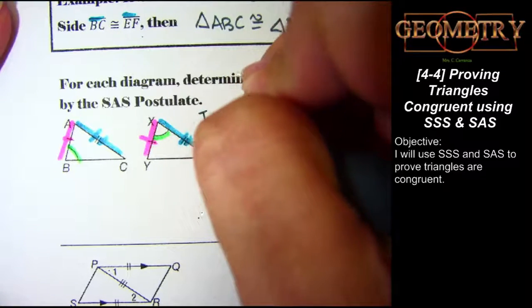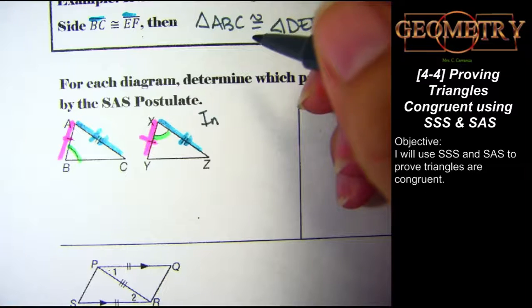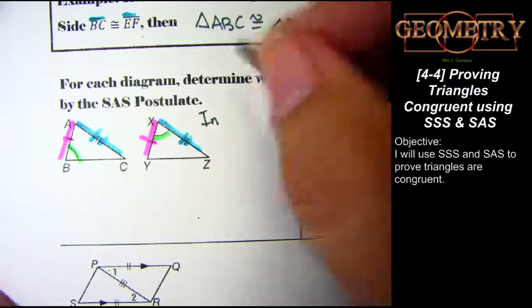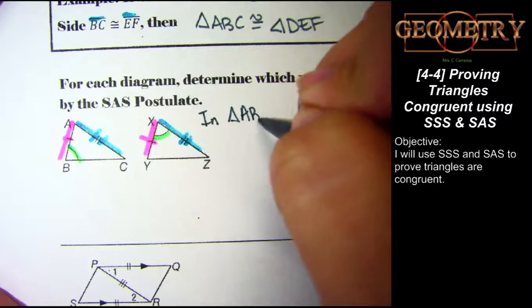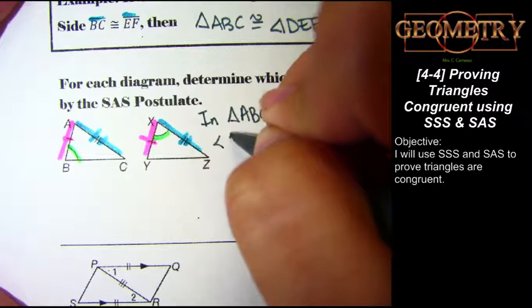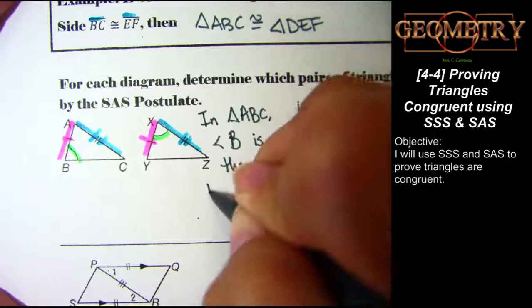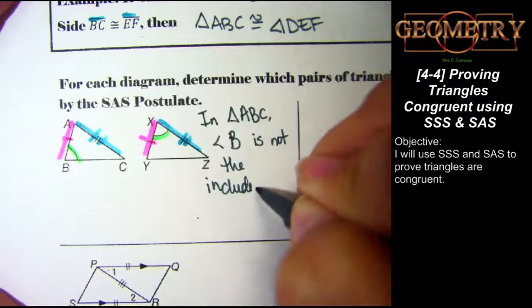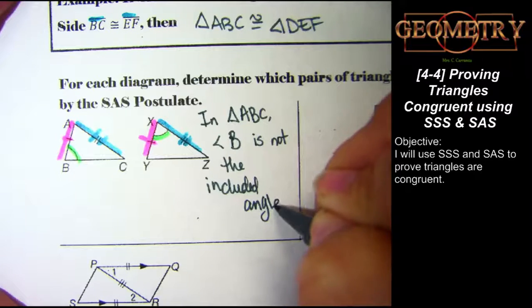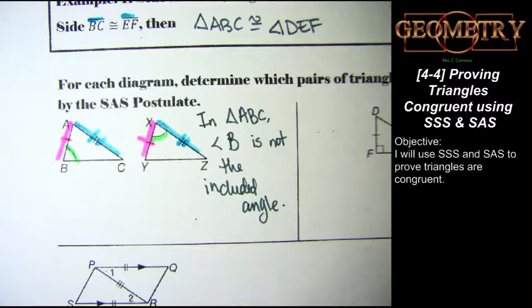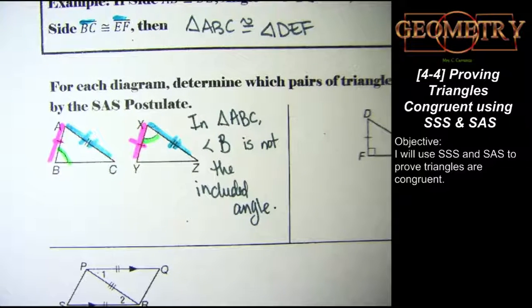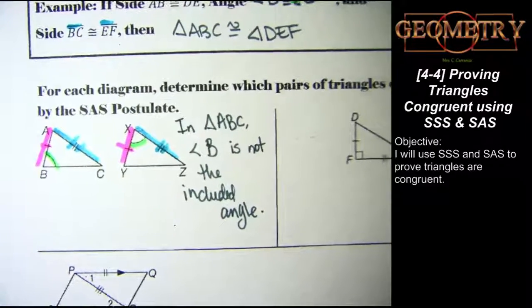If it were isosceles, it would be a base angle. I wasn't told, so I don't know. But I can say that in triangle ABC, angle B is not the included angle. And without that included angle information, I can't use side angle side, because side angle side requires the included angles to be congruent. So far, so good? Yes.